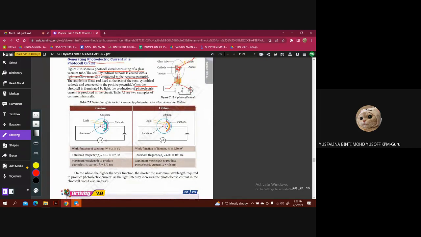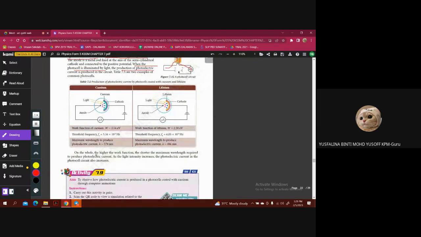Then this is the comparison. If you use a plate, for the cathode we use caesium or lithium. If you use caesium as the cathode, the work function of caesium is 2.15 eV. eV means electron volt, where e is the charge of the electron.